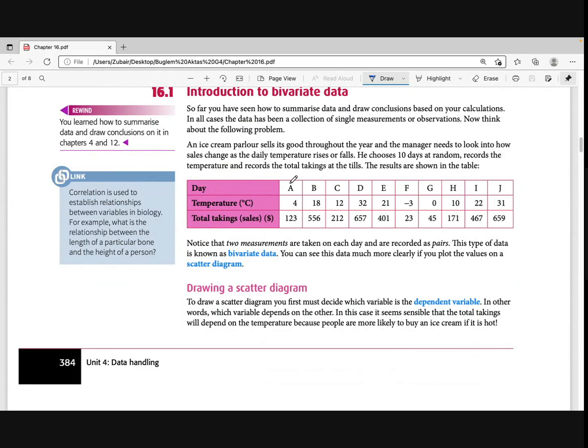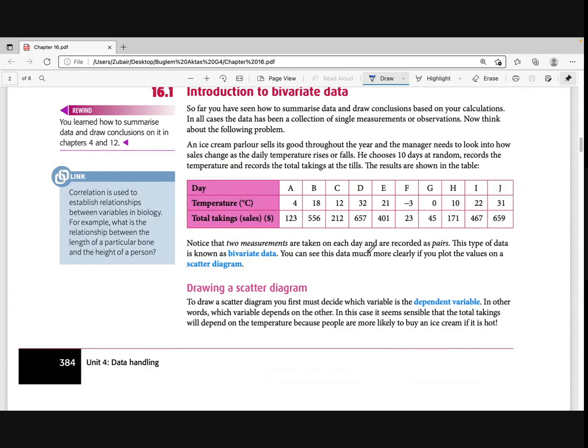So days are A, B, C, D, temperature is changing, and total sales. Just before drawing the graph, let's try to do so. Temperature is 4 and sales are 123. Temperature is 18, sales are more. More temperature, more sales. And 32, more temperature, more sales. Minus 3, less temperature, less sales. So I can see that this would be somehow a positive correlation.